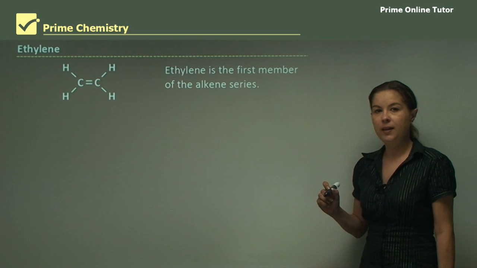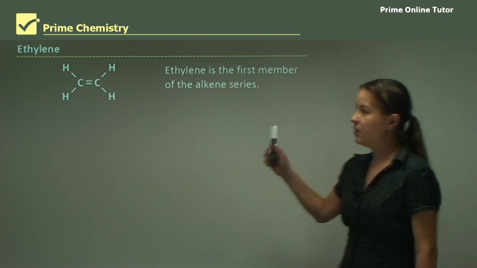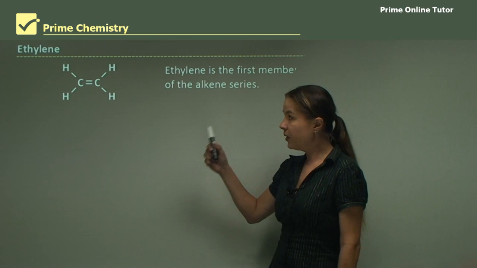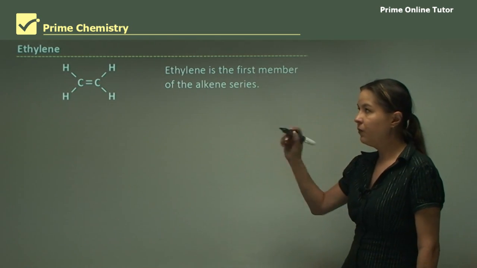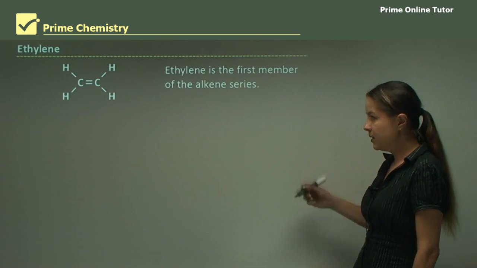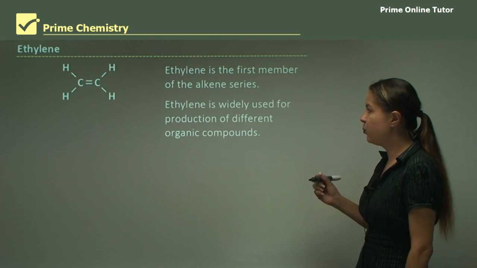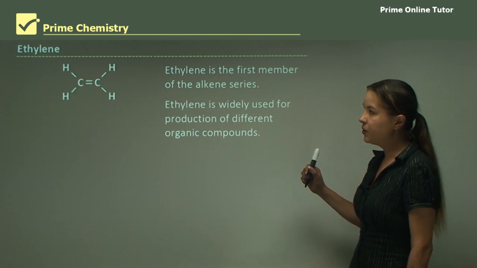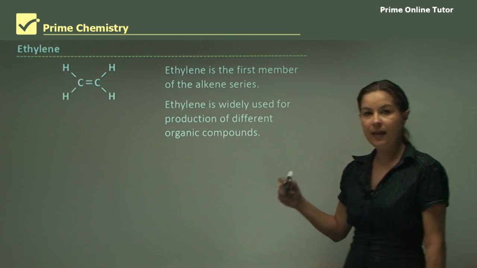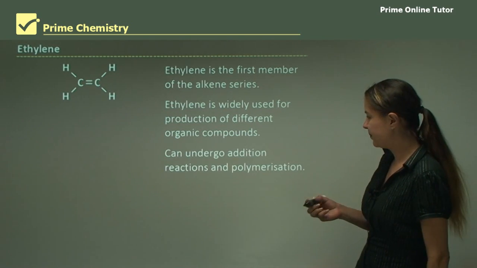So starting with ethylene, which is the first in the series of alkenes, because it only has 2 carbons. We're going to concentrate on ethylene because it's the simplest. But just remember, for all other alkenes, similar reactions will occur. Now ethylene is widely used for the production of different organic compounds. Now I'll just remind you that ethylene and ethene are exactly the same thing, so don't get confused.